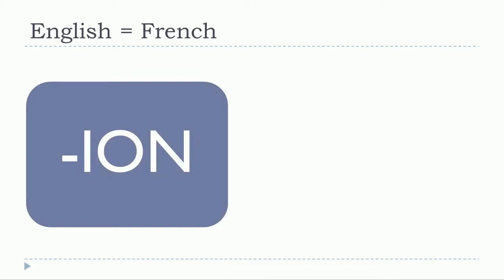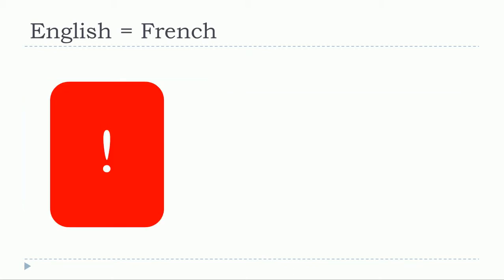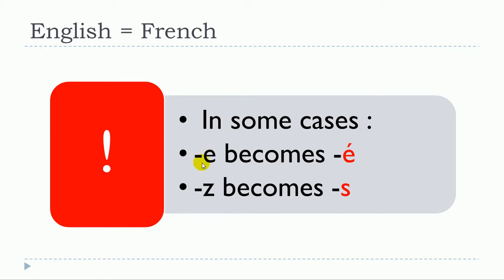Okay, and so the rule is that, of course, with E-O-N, you will have the same words in English and in French if the word exists in French, and that's the first thing. And then remember that in some cases the letter will become E in French, so we'll put the accent, and in some cases the letter Z, la lettre Z, will become la lettre S. Okay, all right, I didn't put the article, but in most of the cases they are feminine. Okay, so let's start now.